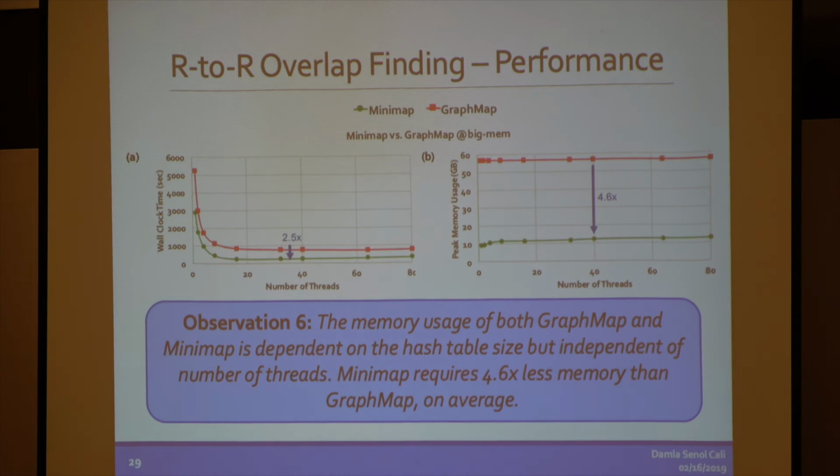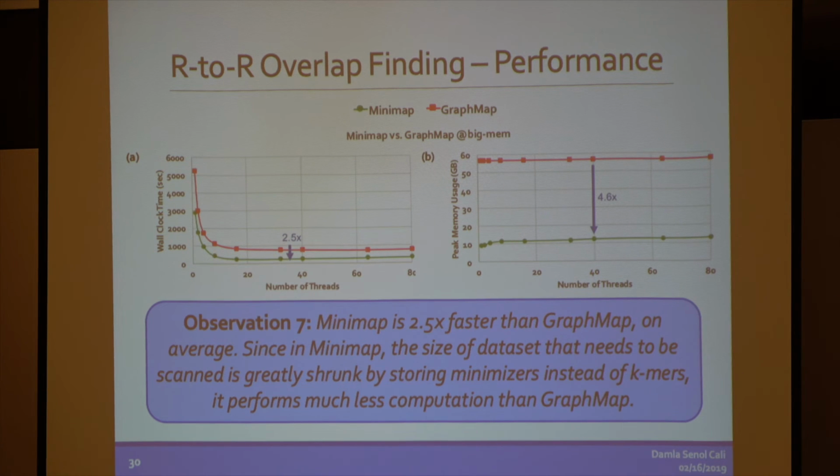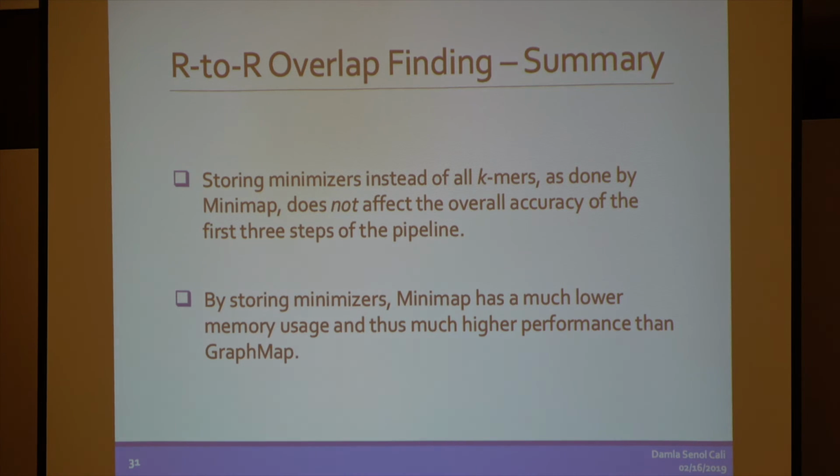So when we look at the right-hand side, we show that although the memory usage for both of these tools is constant, so it depends on the hash table size but not on the number of threads, by storing minimizers, Minimap requires 6x less memory than GraphMap on average. And this ends up with a speed up also because Minimap shrinks the data set by storing minimizers, and it performs much less computation when scanning this smaller hash table. So it ends up 2.5x faster than GraphMap.